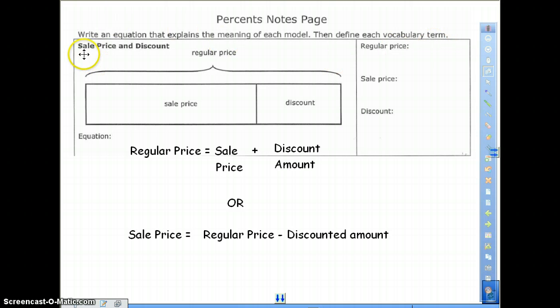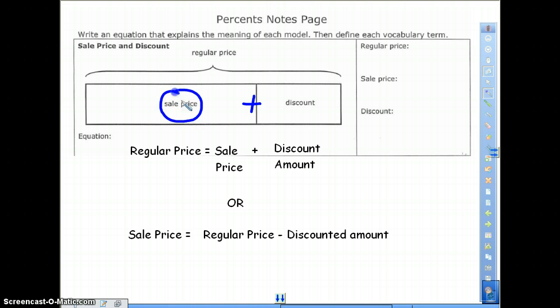On this first model, we're talking sale price and discount. This bar represents the regular price of an item. This piece of the bar represents the sale price, and this piece represents the discount. So the equation that we can write is the regular price equals the sale price plus the discount amount.